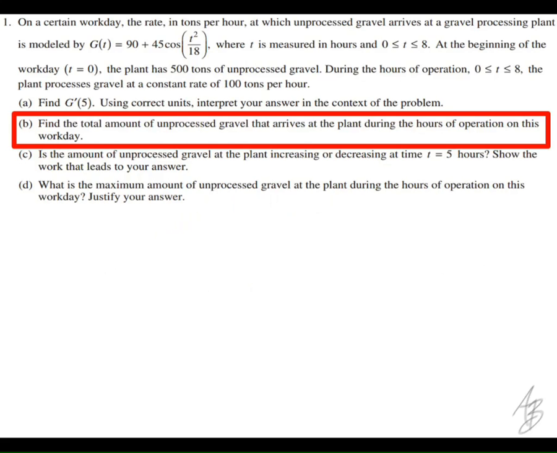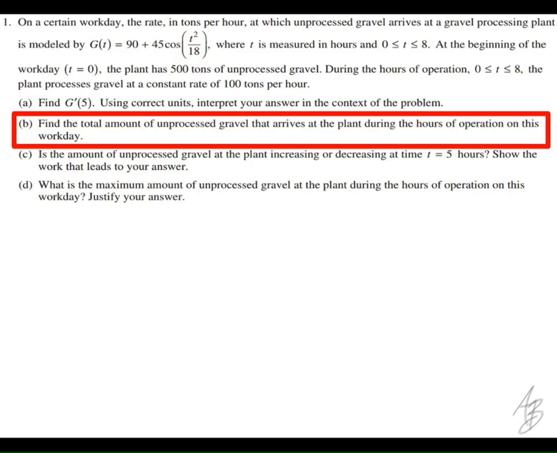Okay, so here's the AP test example that we did a couple weeks ago. We skipped part B though because we didn't know how to do it yet. So let's go back to the problem and talk about what's going on again. During a workday, the rate that unprocessed gravel is arriving at this processing plant is modeled by this function big G. So that's how fast the gravel is coming in. What we want to do for part B is find the total amount of unprocessed gravel that arrives during the 8 hours of operation on this workday.